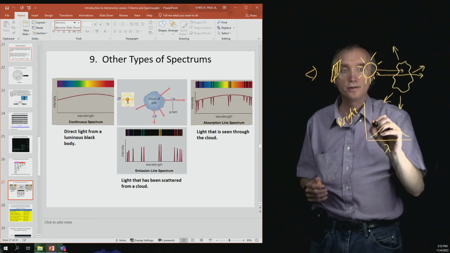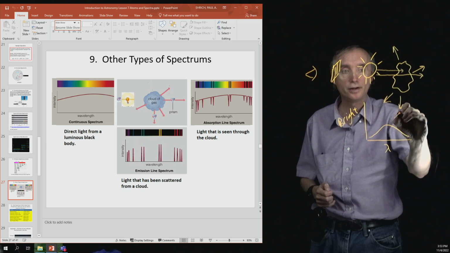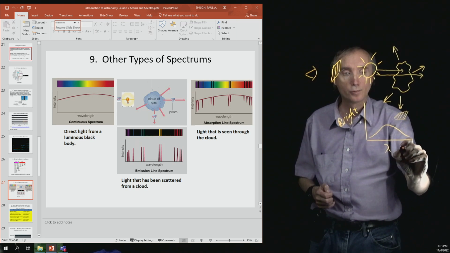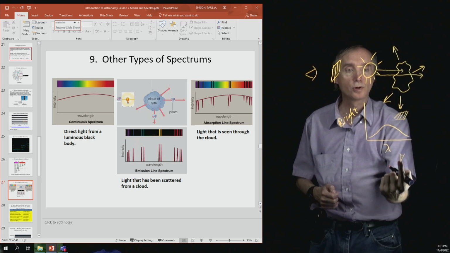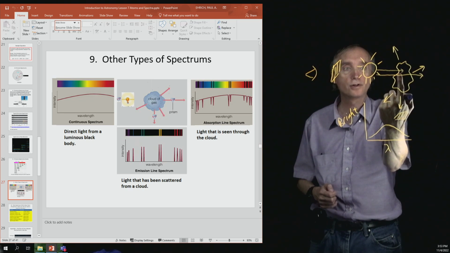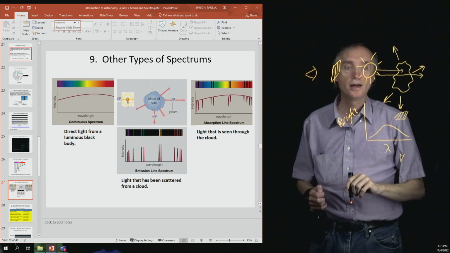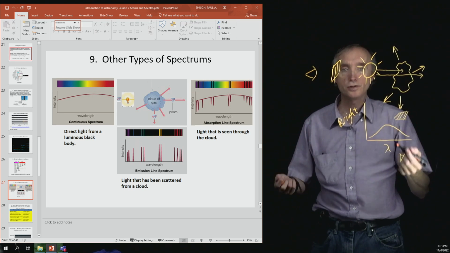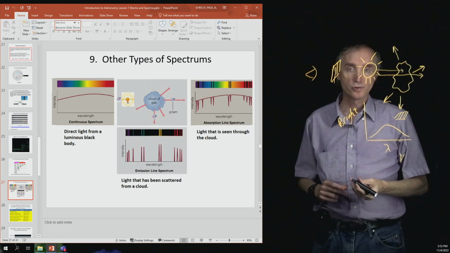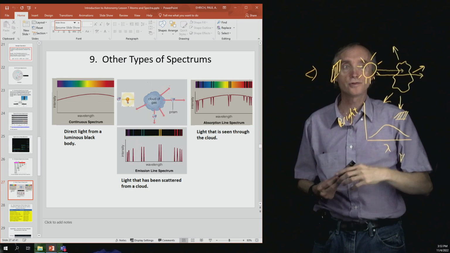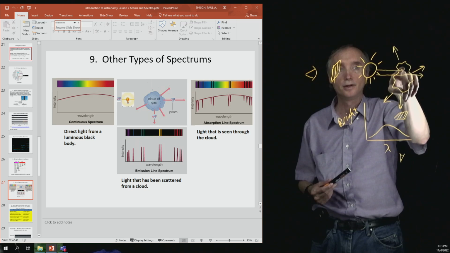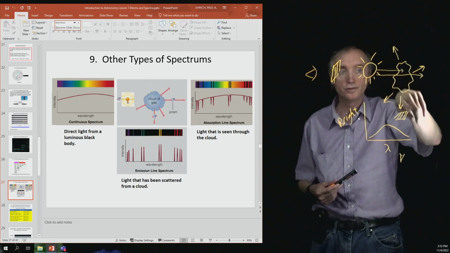Now let's pretend that we take our diffraction grating and we're going to put it down here, and our eye is going to be down here. So we're looking through the diffraction grating at the light that's being scattered by the cloud. And what are we going to see? The emission spectrum. So we'll only see certain colors that were absorbed by the atoms, and then re-emitted, scattered in different directions.